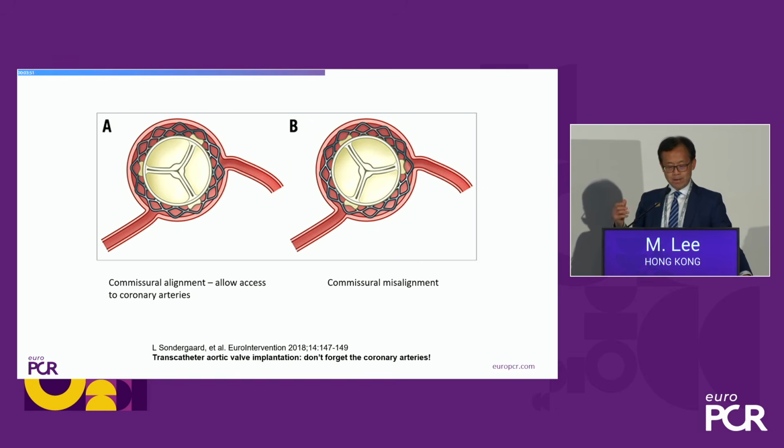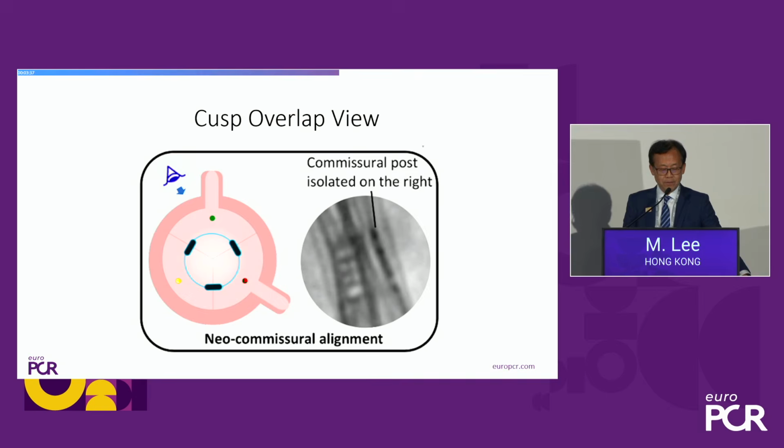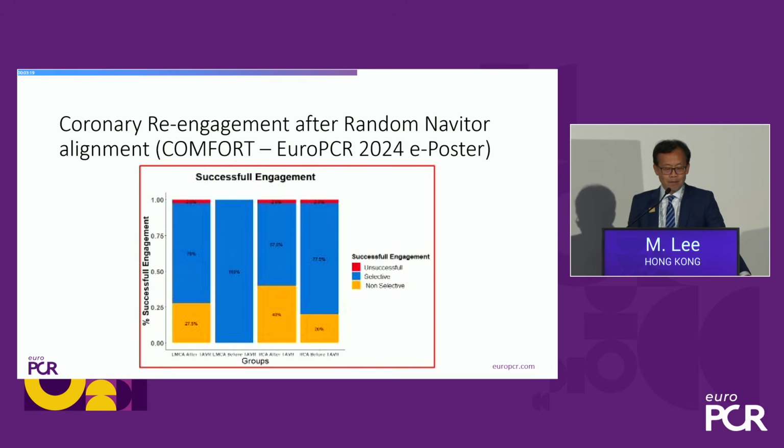And the other aspect is the commissural alignment. We know that when we want to have easier coronary access, we try to align the commissure properly, so try to move the commissure away from the left and right coronary artery. So we usually will do this in the cusp overlap view. We just keep one commissure post to the right of us, or to the patient's left side, so that this will enable the right and left coronary arteries being free from this commissure post.